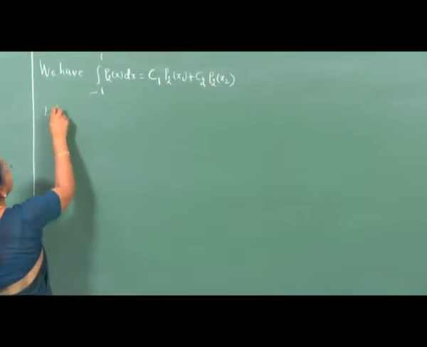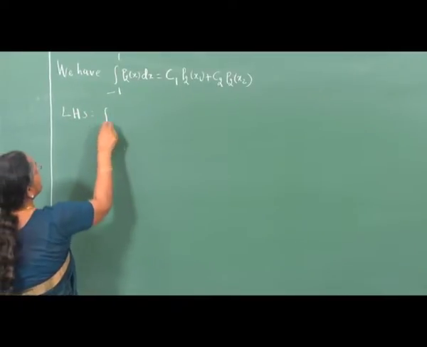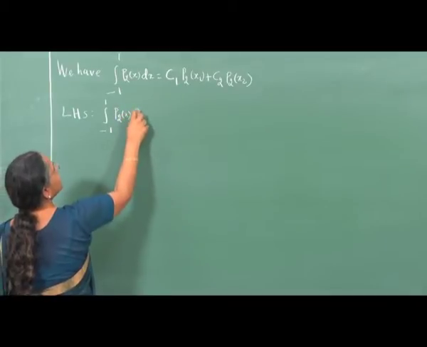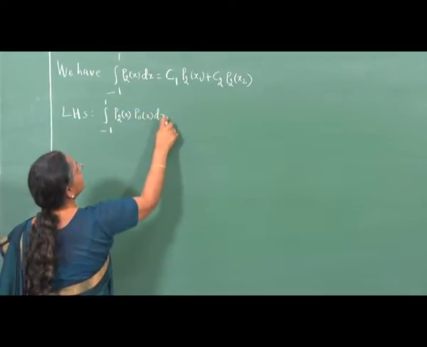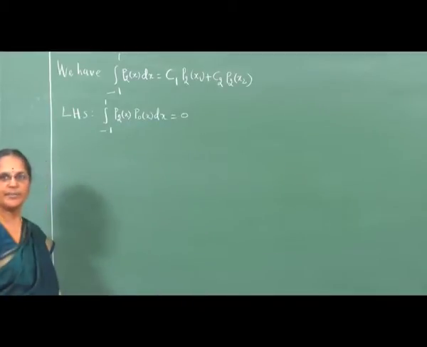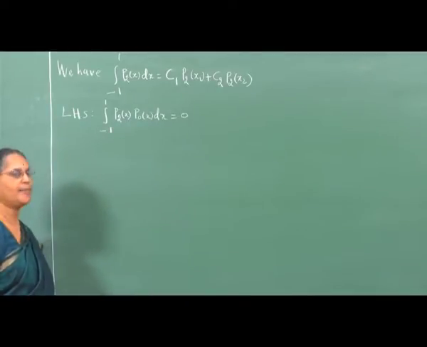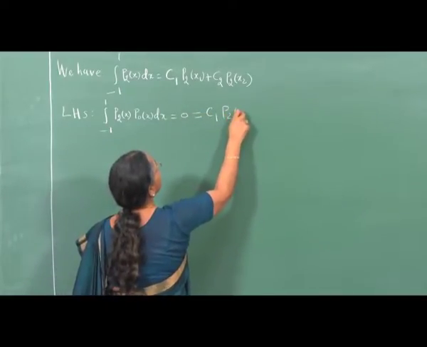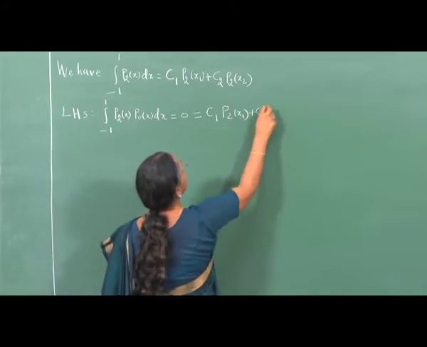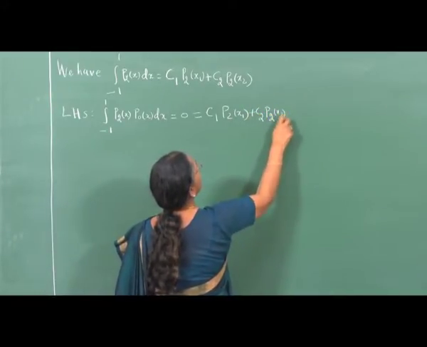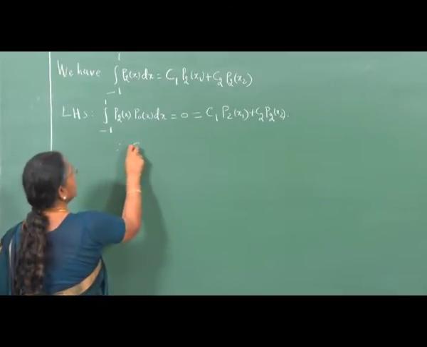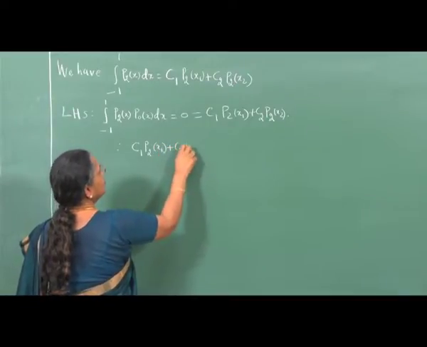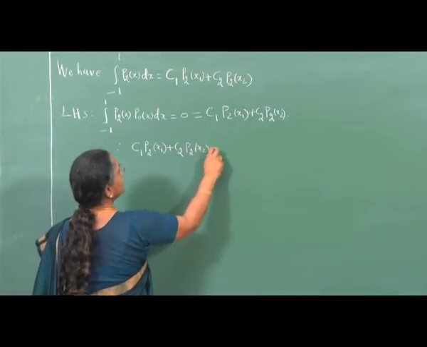The left hand side is integral minus 1 to 1 p2 of x dx, which is p2 of x into p naught of x dx, and that is 0 by orthogonality property of Legendre polynomials. So, this will be C1 p2 of x1 plus C2 p2 of x2. This gives therefore C1 p2 of x1 plus C2 p2 of x2 is 0.